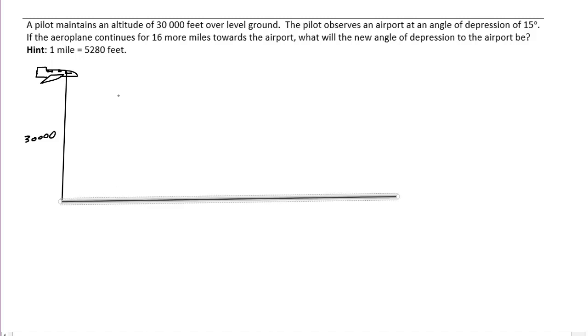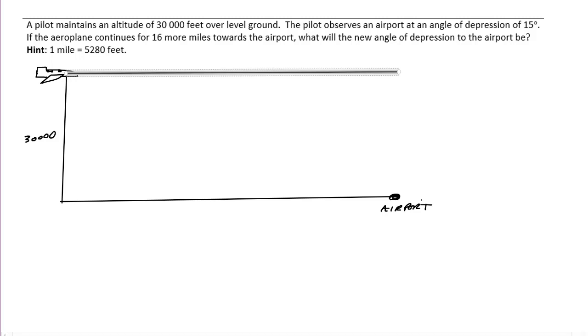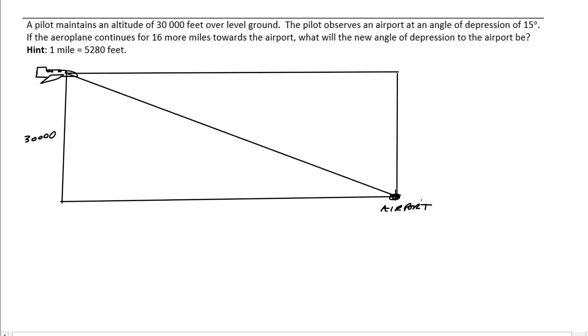The pilot maintains an altitude of 30,000 feet over level ground. The pilot observes the airport at an angle of depression of 15 degrees. So let's say this is the airport over here at the end. So he looks down. Now, again, remember with angle of elevation questions, I'm going to make this into a rectangle. In fact, I should have just drawn a rectangle from the start. If he looks down at the airport, the angle of depression is here, from the horizontal looking down.